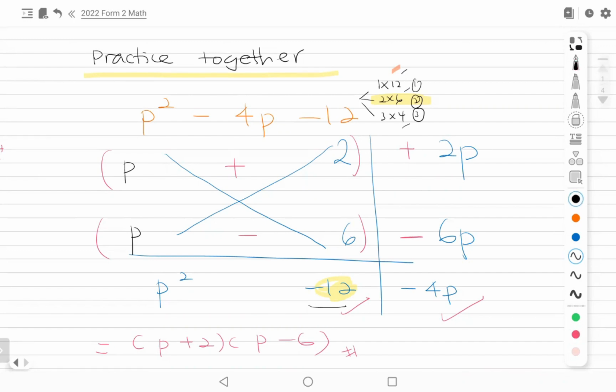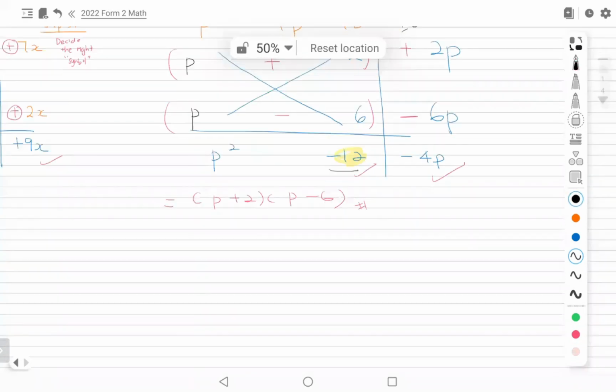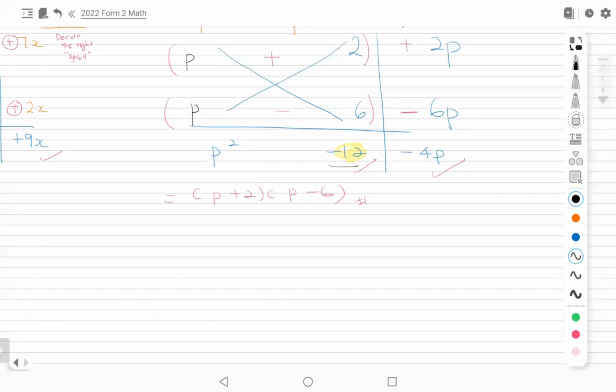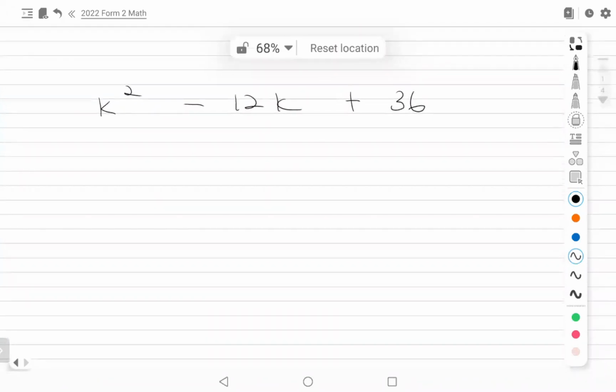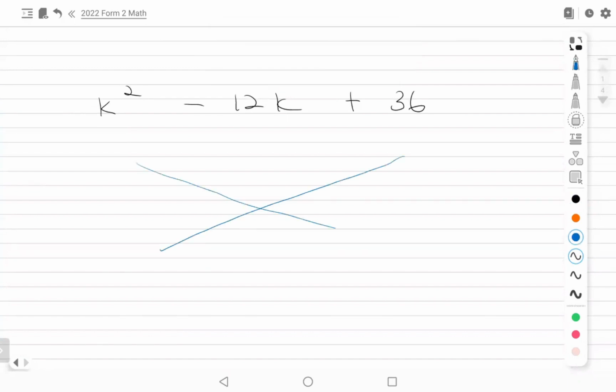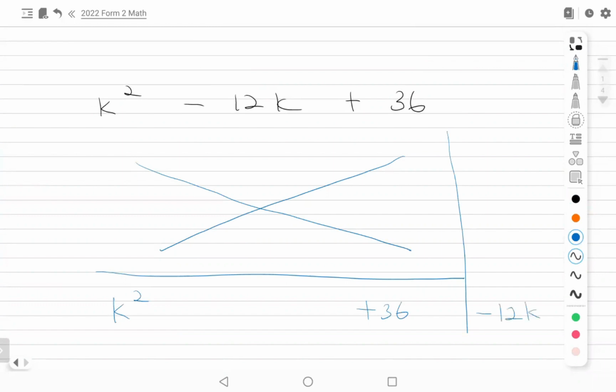Okay, let's try one more together. The other one: k squared minus 12k plus 36. Okay, we have the exercise book, you do together. Now let's do together. You copy, then you do X. Write down the terms first: k squared, positive 36, negative 12k at the back.